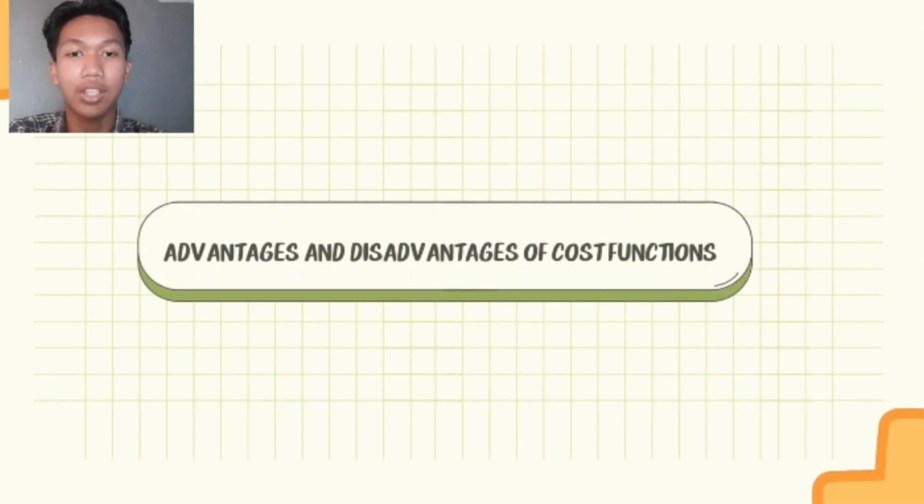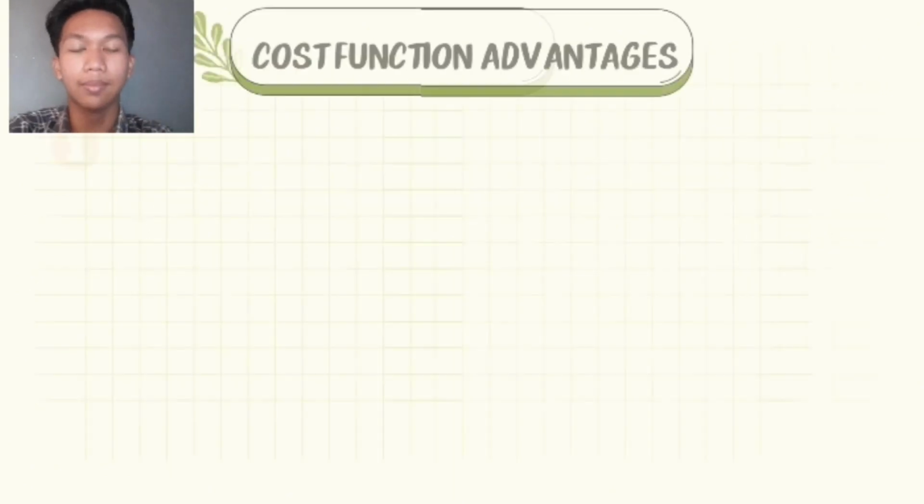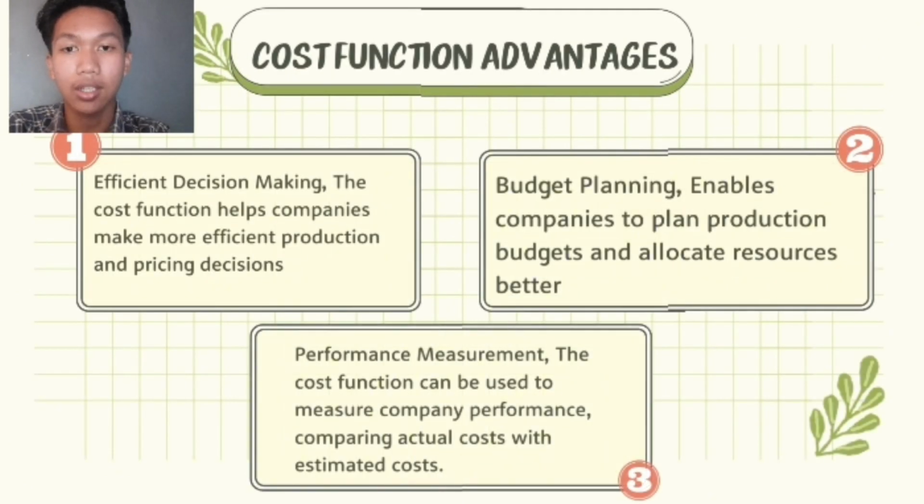Advantages and disadvantages of cost function. Advantages: efficient decision making, budget planning, and performance measurement. The cost function helps companies make more informed production and pricing decisions. Budget planning enables companies to plan production, budget, and allocate resources better. And performance measurement: the cost function can be used to measure company performance by comparing actual costs with estimated costs.